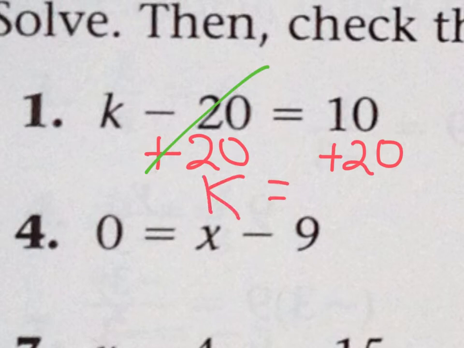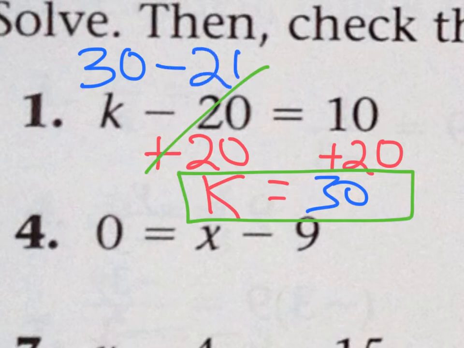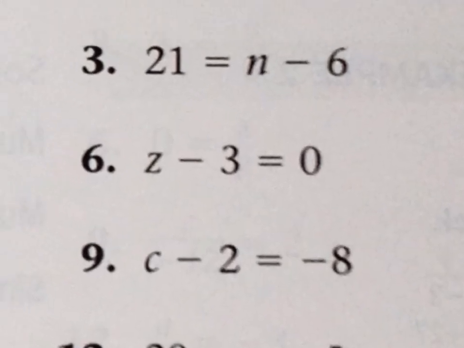So k equals what? Well, 10 plus 20 is 30. And this is our answer, but let's check to make sure that we're correct. So instead of the k, I'm going to rewrite 30 minus 20 equals 10. Is that correct? Yep, that's our answer. Let's take a look at another one. Let's try number 3. Why not?